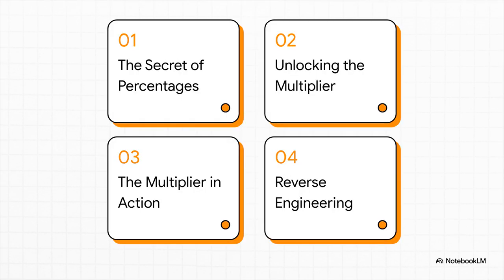So here's our game plan. First, we'll talk about why percentages feel so confusing in the first place. Then, we'll unlock our secret weapon, the multiplier. We'll see it in action, and finally, we'll use it to reverse engineer and solve even the toughest percentage puzzles out there. Let's get into it.